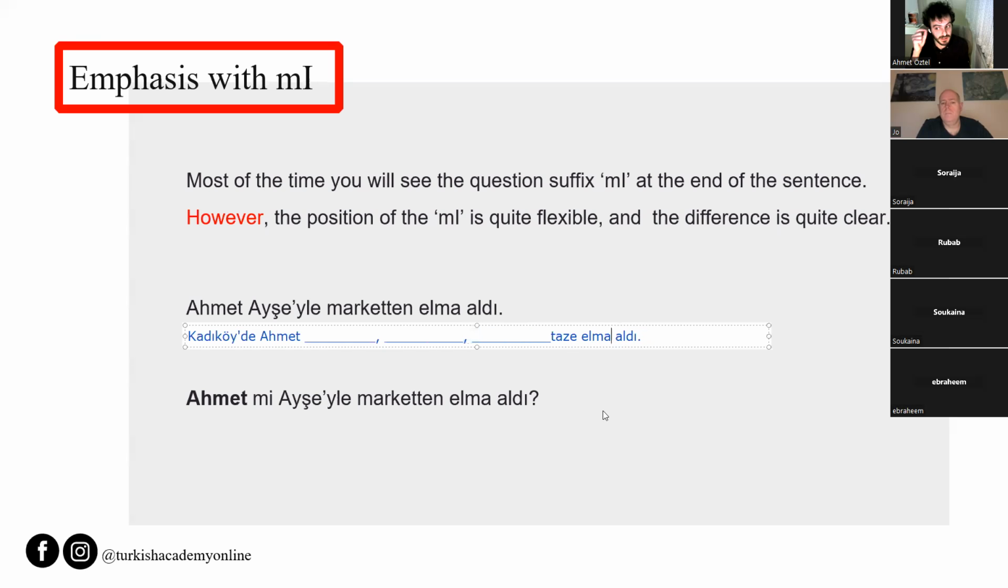So before the verb is the main thing. That is the one that changes the meaning. It doesn't change the meaning, it just changes the emphasis of the sentence.